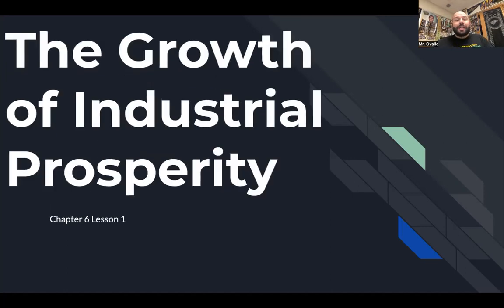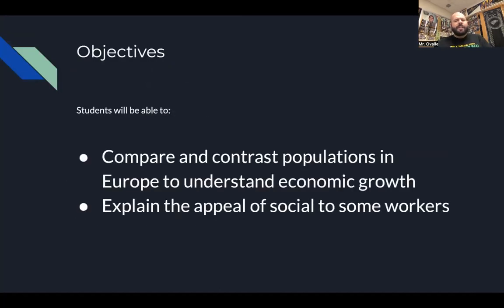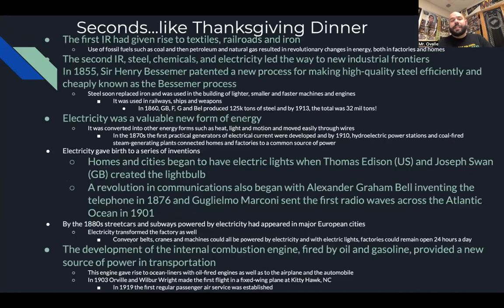All right, so what we're looking at is the growth of industrial prosperity, money, wealth, power. Chapter 6, lesson 1. All right, that was your warm-up, page 216. Objectives: we're going to compare and contrast populations in Europe to understand economic growth and explain the appeal of socialism to some workers. That should be socialism, but you know, it is what it is.